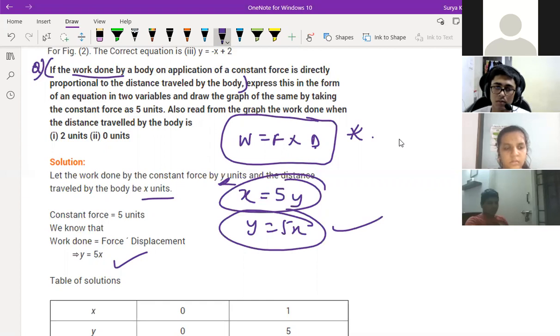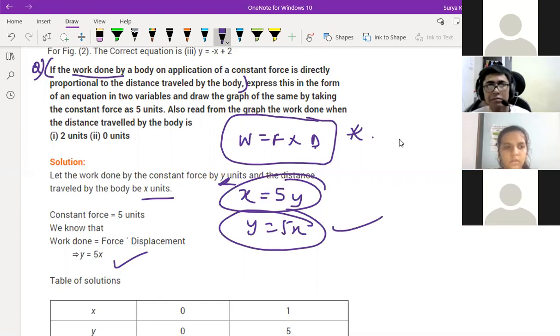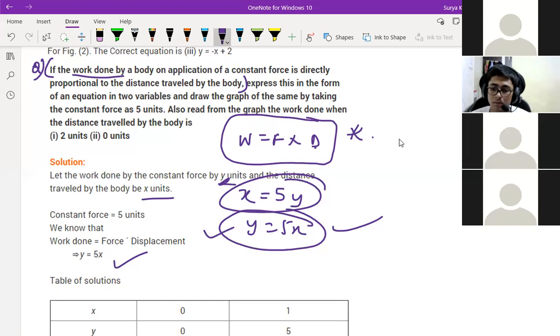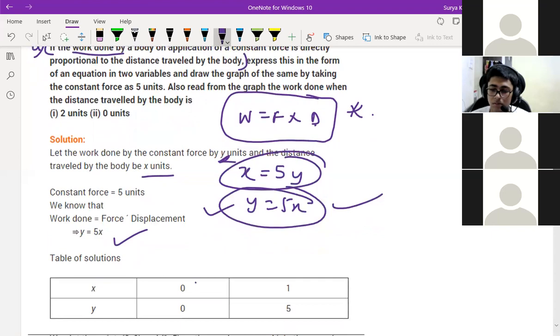Sir, so distance is y, and 5x is the work done? In the second equation, y is the work done and x is the distance traveled. Yeah, tell me your question. Sir, what is 0 into x? 0 into x is 0 only, no? Anything multiplied by 0 is 0. Okay, sir. So if you are putting x is equal to 0, y is also 0. You can take any other coordinate. This is the answer. That's it.